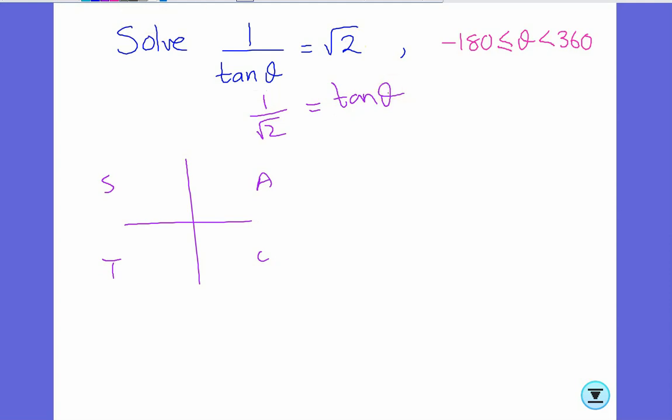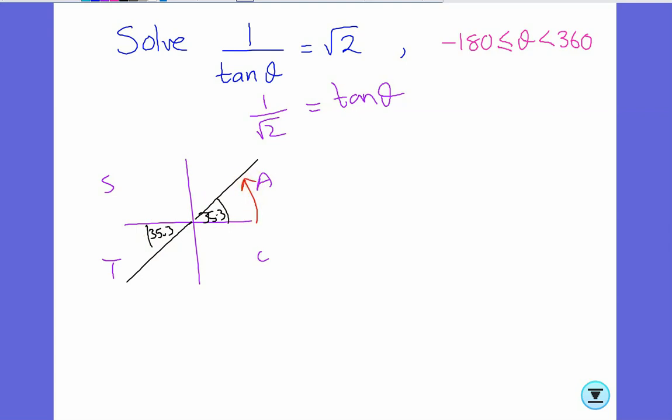Well, the tan theta, this is a positive number, so they're all positive there, and tan's positive there. So we're interested in these two angles from the horizontal. So what is the inverse tan of 1 divided by root 2? 35.3 to 1 dp, so 35.3.